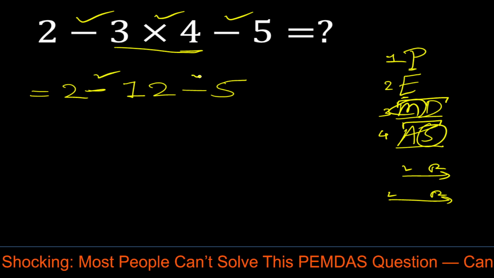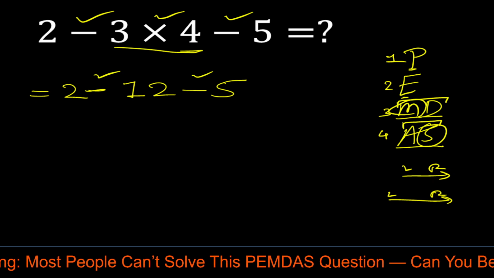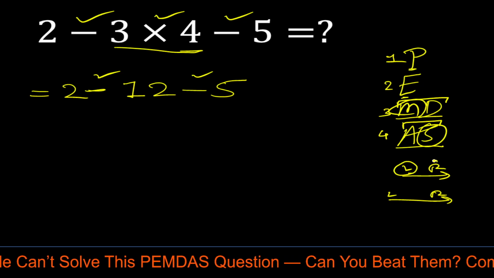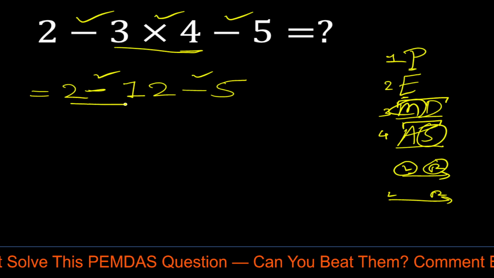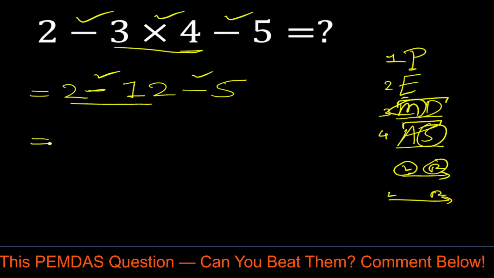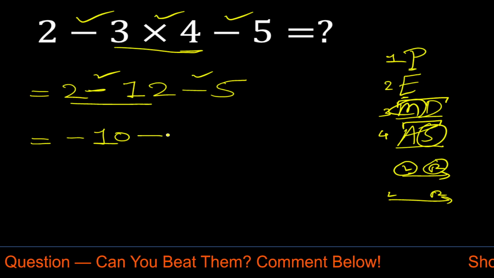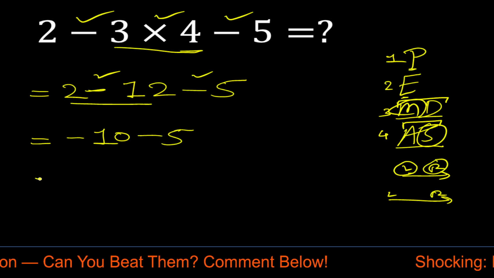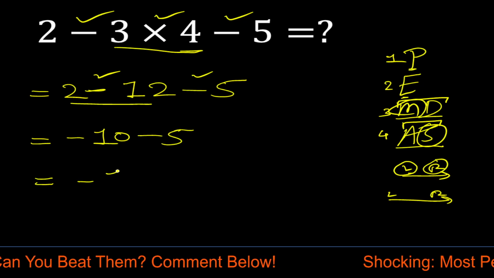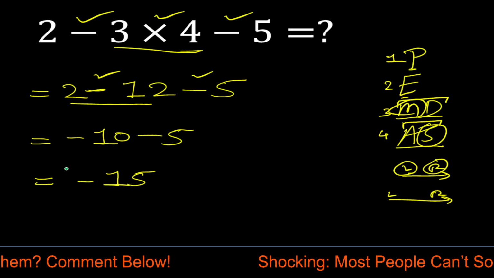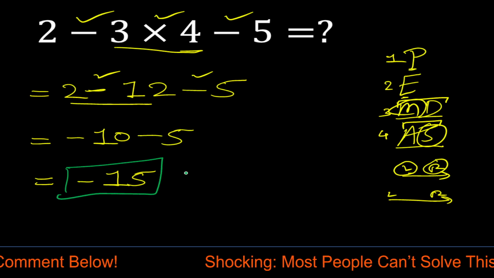Now here we have subtraction and here subtraction, and both have equal priority, so we have to solve it from left to right. So first we have to solve this subtraction. So 2 minus 12 is equal to minus 10, minus 5, right? So minus 10 minus 5 is equal to minus 15. So the correct answer is minus 15, right?